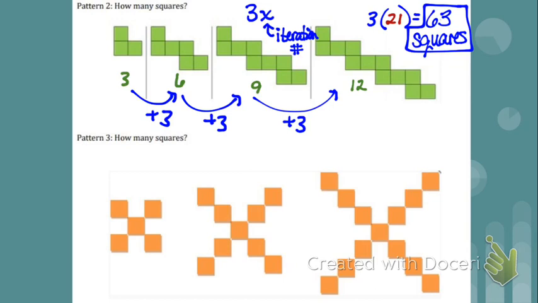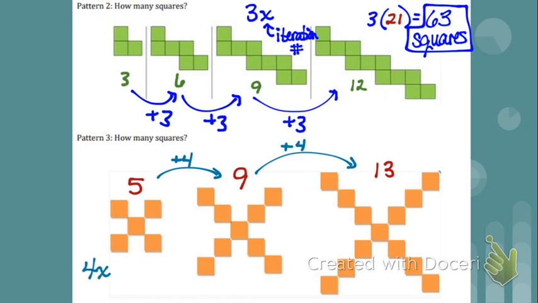How can I do this one? How many orange squares do I need? 5 here. 9 and 13. What kind of a pattern do you notice? Adding 4 each time. So what can I do to start representing this? You need to do 4x. 4x. If I put 1 in the place of x here, will that give me the right number of squares? No, it won't. It will just give you 4.